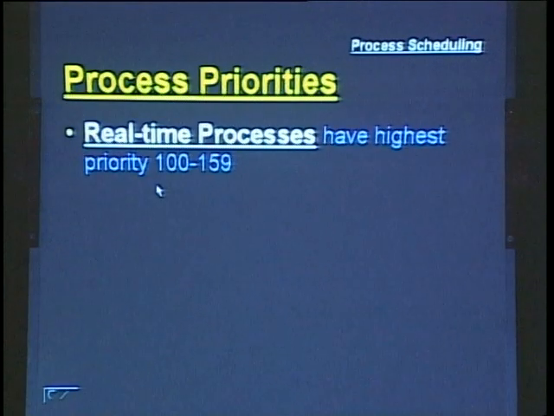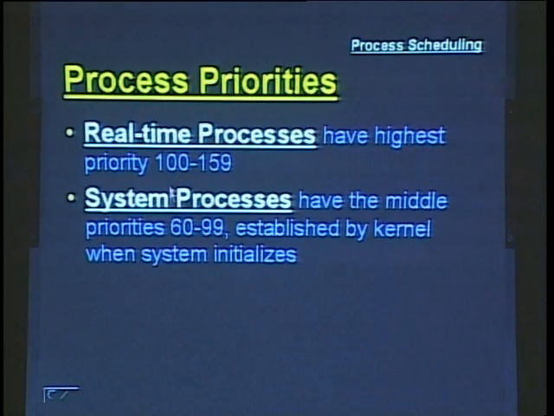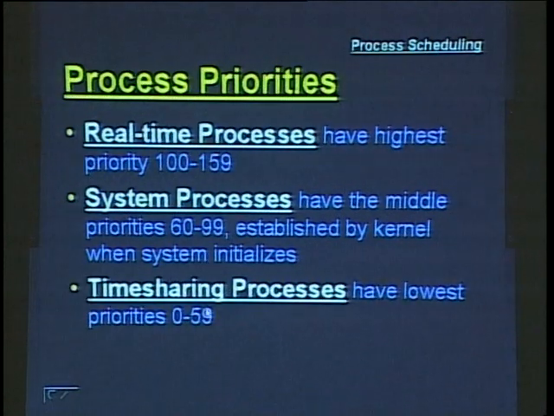Now let's look at these usual priority ranges in the Unix system. These are the typical figures. We discussed that the real-time processes have the highest priority, and that priority ranges from 100 to 159. The system processes have the middle priority, and that ranges from 60 to 99. The system processes' priority is established by the kernel at the point when the system initializes. Time sharing processes have the lowest priority, as I mentioned earlier, from 0 to 59.